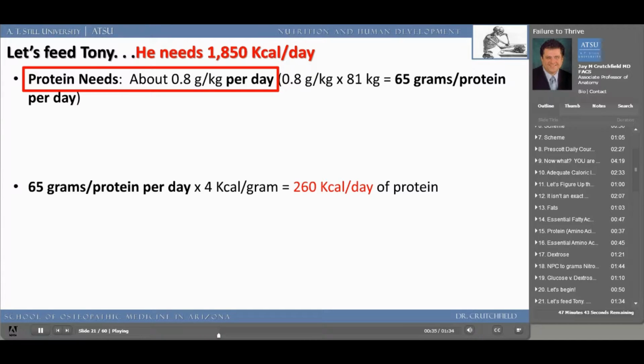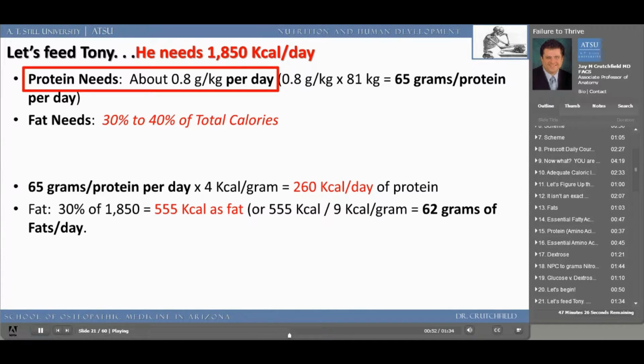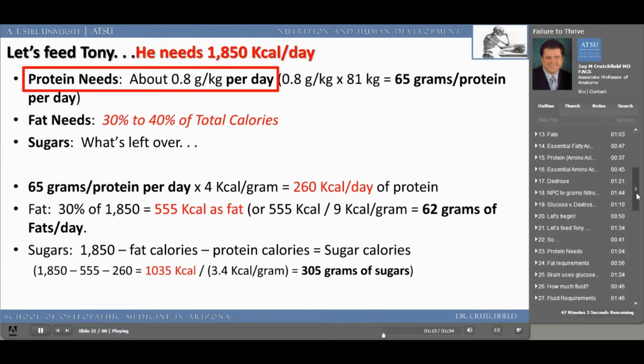We also know that 30 to 40% of his total calories should be from fat, because that's what it is if he's eating orally, but he's not. So we need to reserve 30 to 40% of his total calories as fat. So 30% of 1,850 is about 555 kcals as fat. Divided by 9 kcals per gram, because that's what fat gives us, means that we're going to have to give him 62 grams of fat a day, 65 grams of protein a day, and then what's left over is going to be in terms of his dextrose, or 1,035 kcals, or 305 grams of dextrose.